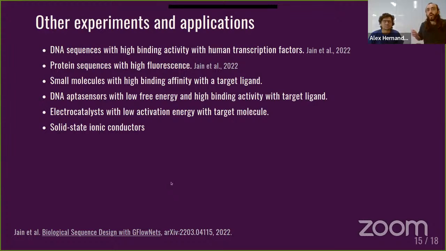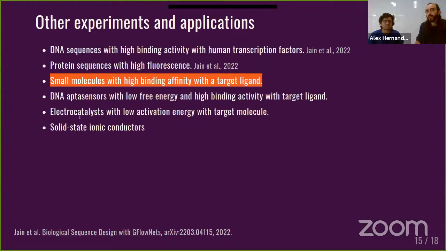And to conclude the presentation, we don't have time to discuss and present here all of the results that we have, but we will mention them quickly. So the paper also includes results with DNA sequences that have high binding activity with human transcription factors. There is a data set and benchmark results on design of protein sequences with high fluorescence. And then we are currently working on other problems. For example, small molecules with high binding affinity with the target ligand. This is one of the benchmarks that was presented in the original GFlowNet paper that Mox worked on. And we are currently applying GFlowNet as well to find DNA aptasensors with low free energy and high binding activity with target ligand. This is also an application with high impact in multiple domains.